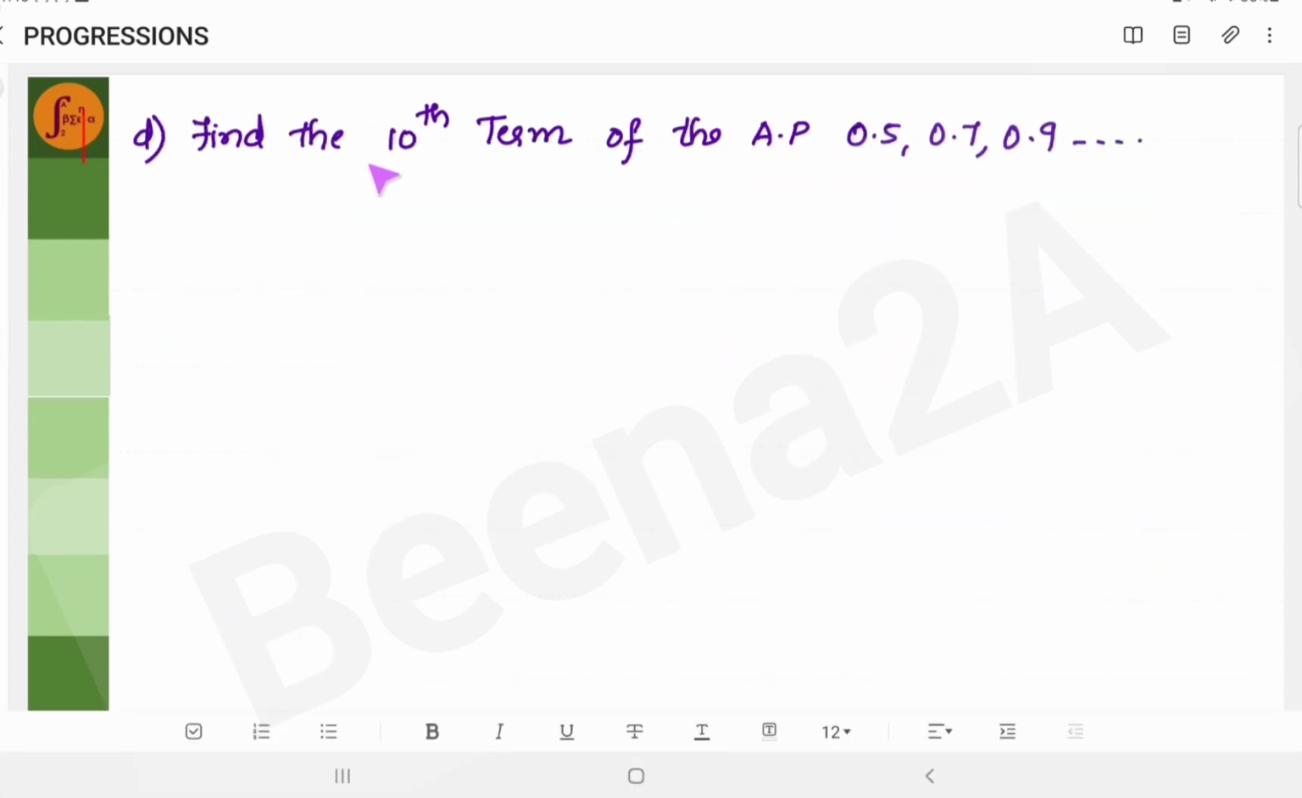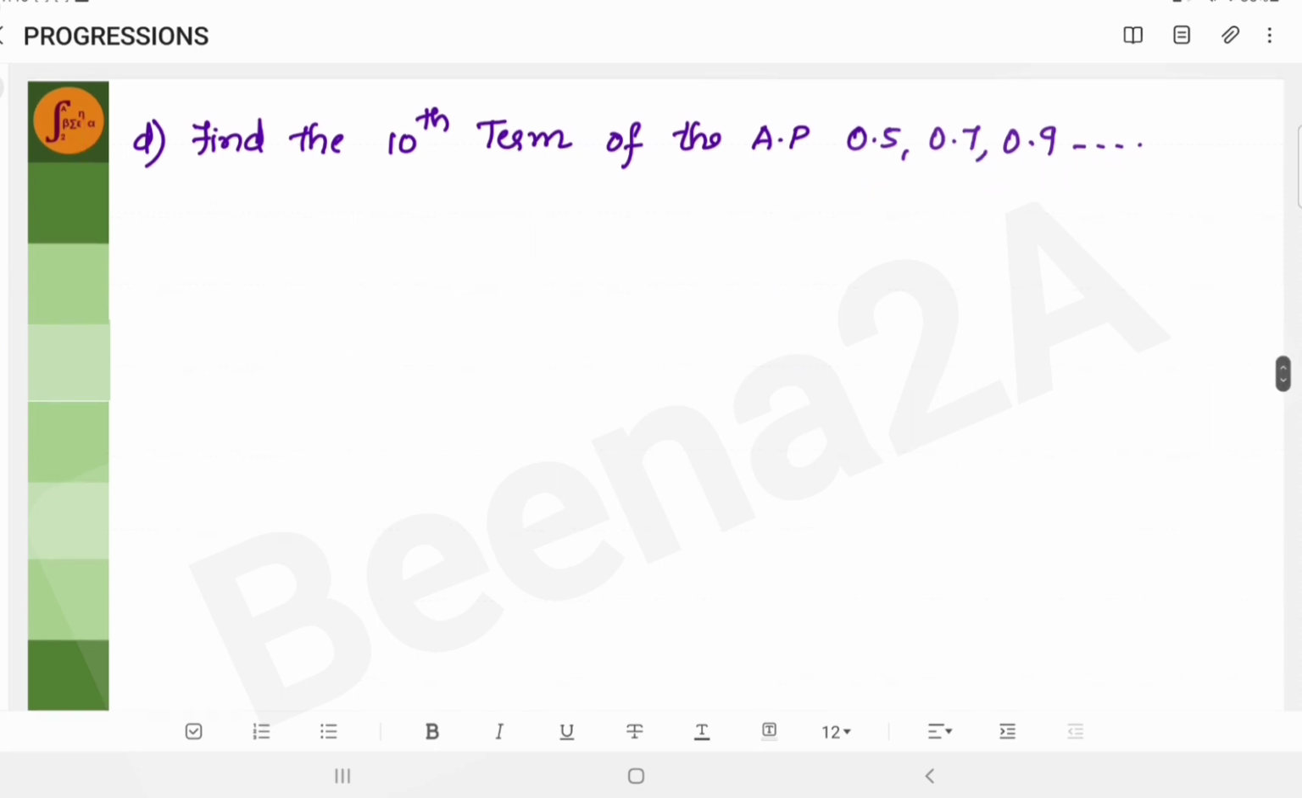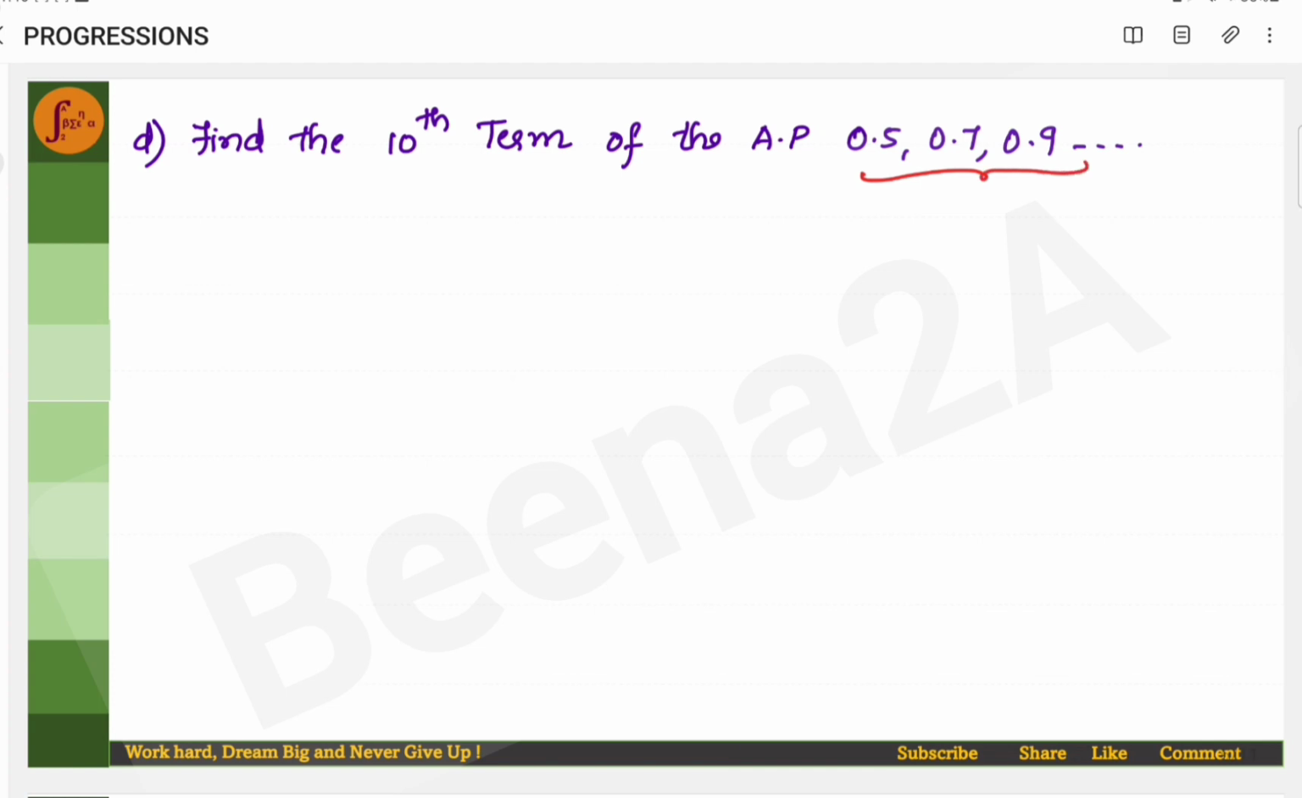Let's take this example. Find the 10th term of the AP 0.5, 0.7, 0.9 and so on. This is the arithmetic progression. So the first term is A, and what is the difference? Let's first write the formula. Tn is equal to a plus n minus 1 into d. What is A? A is the first term, which is 0.5.